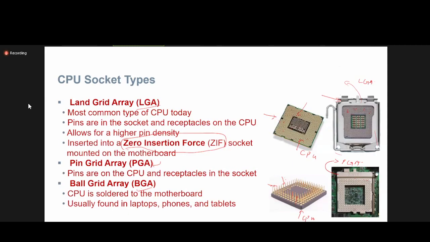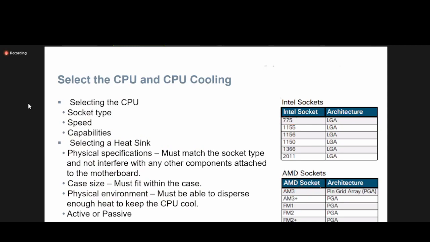Similarly, for AMD, AMD commonly uses the PGA kind, right? So socket names AM3, AM3 plus, and FM1, those are the socket names. This is how AMD names their sockets for different configurations. So you must consider CPU, socket, speed, and compatibility when selecting.